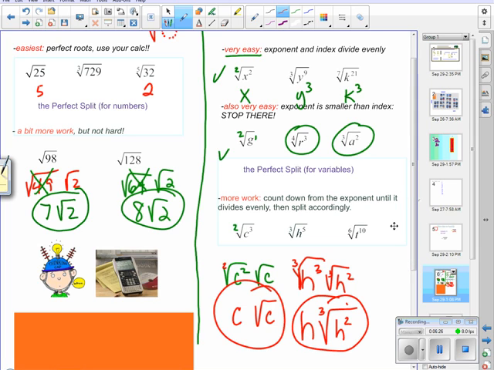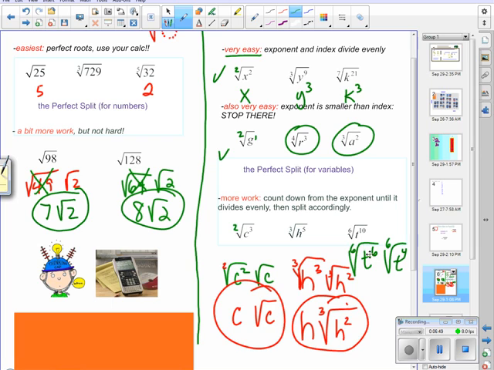And I'm going to try to find room for that last one over here. I've got a t to the 10 and a 6 in the index. Well, 10 doesn't divide evenly by 6, so we'll start counting down. 9 doesn't divide evenly by 6, neither does 8, neither does 7. But when we get to t to the 6, it does divide evenly. So I've got the 6th root of t to the 6th. I've got the 6th root of t to the 4th.